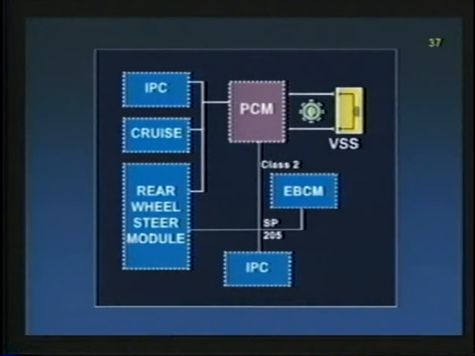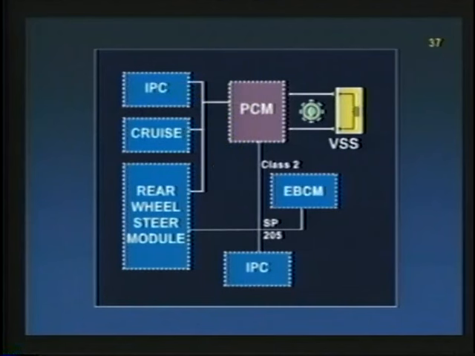Negative, neutral, positive, okay? Now, where do we pick up vehicle speed? That's the question. Let's take a look at this graphic here, and it's going to show us. We pick up vehicle speed from the same place that every other module in the vehicle picks up from: our powertrain control module, okay? Check it out. IPC gets it from there. Cruise control gets it from there. So does rear wheel steer.